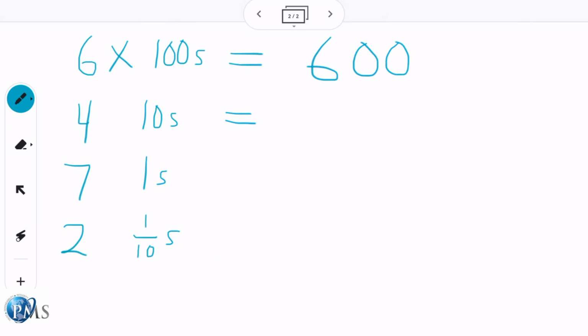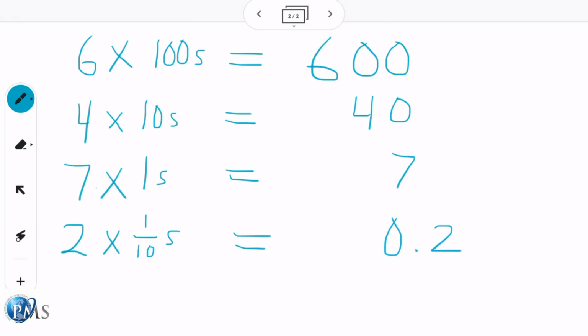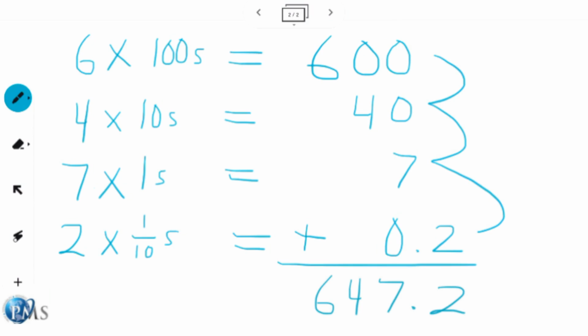4 tens is equal to 4 times 10, which is 40. 7 ones, or 7 times 1, that would be 7. And then 2 tenths, which is 2 times a tenth. This might be a little bit trickier if you're not comfortable with fractions, but that is 2 tenths, or 0.2. All right, and look what happens. We could actually add up each individual piece here. If we add up 600 plus 40 plus 7 plus this decimal 0.2, we'll get the original number 647.2.